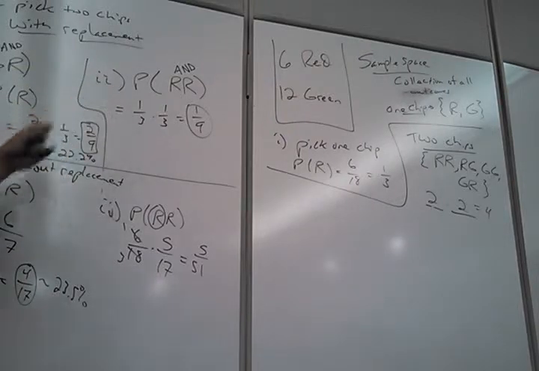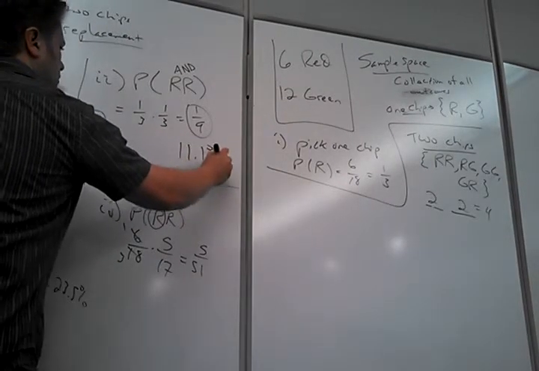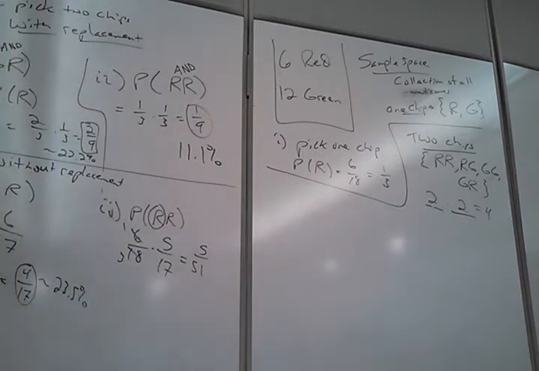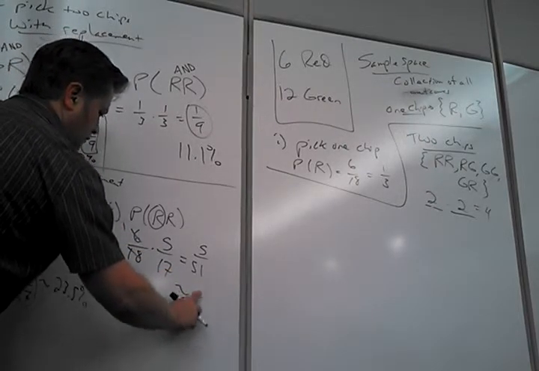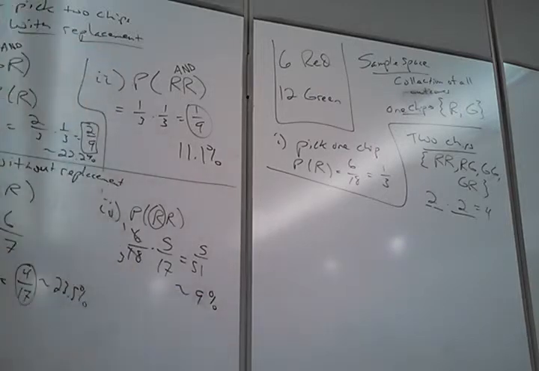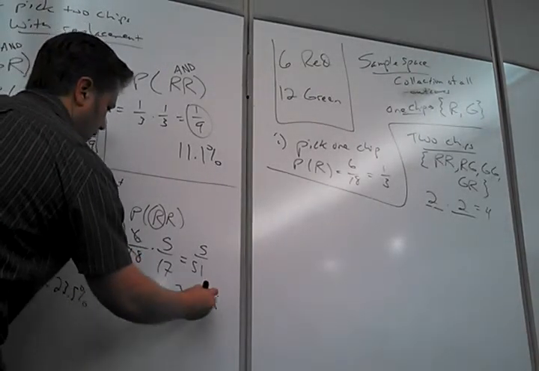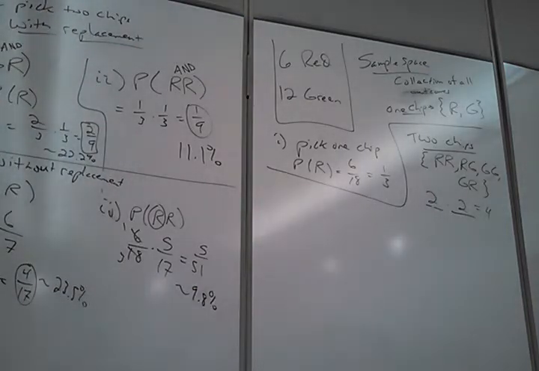What happens with the red, red? This is 11.1%. What's 5 divided by 51? It's a little less than 0.1. 0.09, so 9%, roughly. 0.098? Yeah, we'll say 9.8%. All right. And that probability went down a little bit.